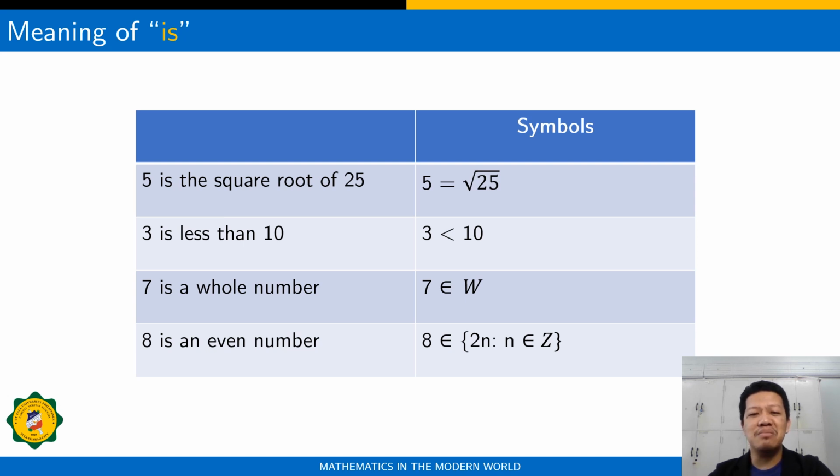So this symbol can be read as "is an element of" or "is a member of." So 7 is an element of the set of whole numbers. W is actually a symbol for the set of whole numbers. 8 is an even number, which can be written in symbols as 8 is an element of the set of 2n such that n is an element of the set of integers.